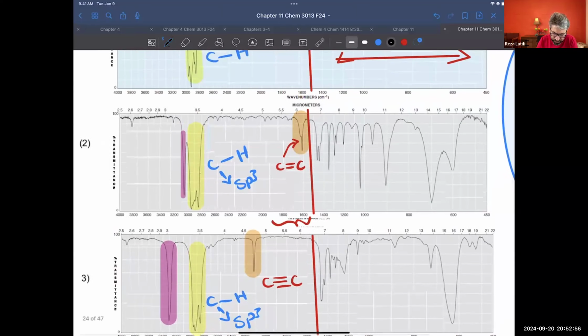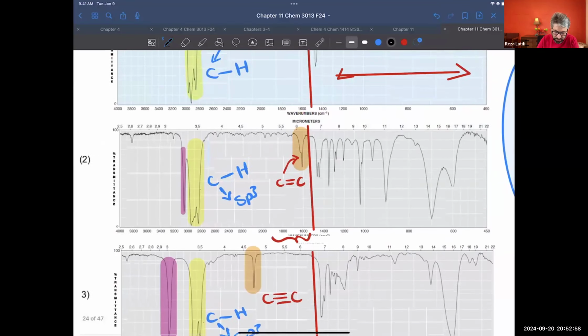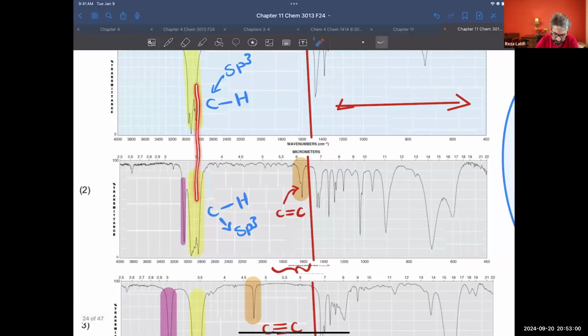How about the new peak that we get after 2900? Look, we have the same peak here, so that cannot be another CH with sp3 hybridization. That peak is a CH, but the carbon has sp2 hybridization. So that carbon is attached to another carbon or another atom through a double bond, but that carbon has sp2 hybridization.